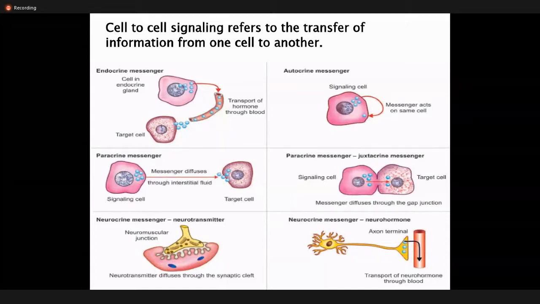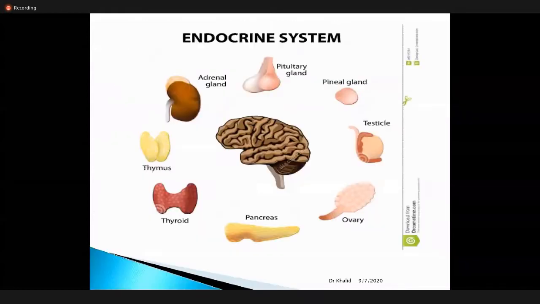So there are many endocrine glands in the body which release their specific hormones, and these hormones act upon the target cell and execute their action. This picture is showing the number of organs which are releasing their hormones.